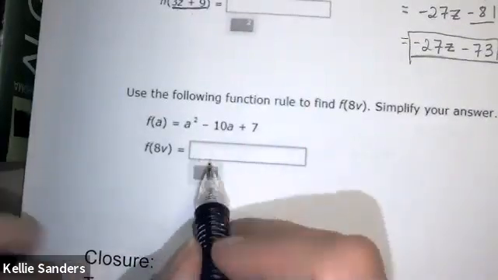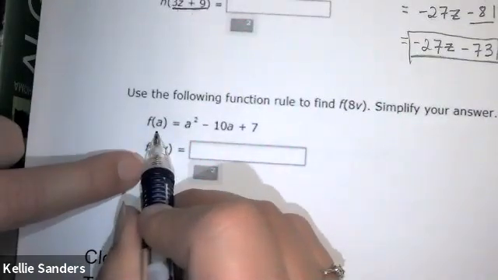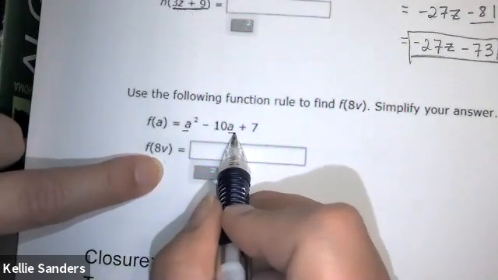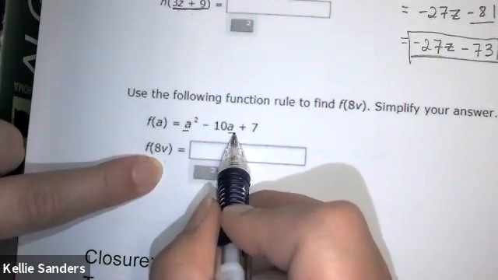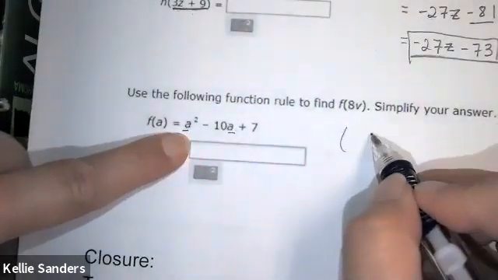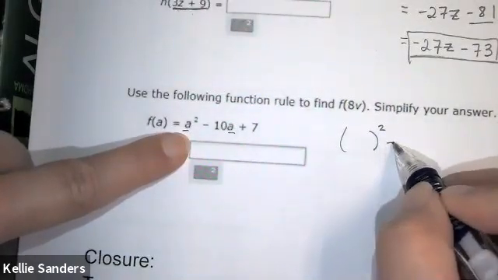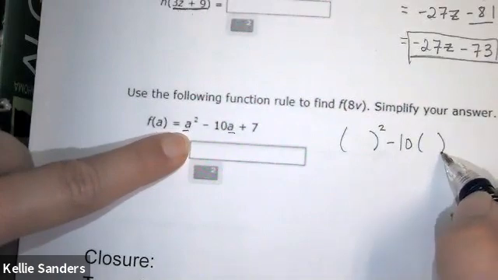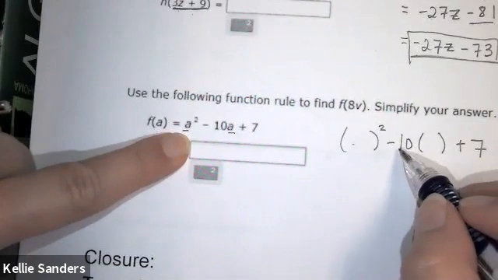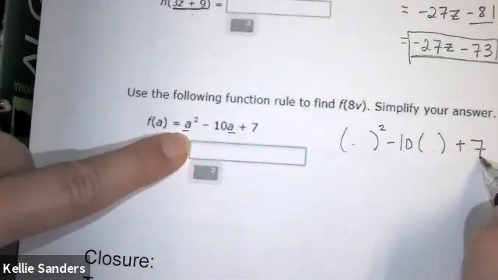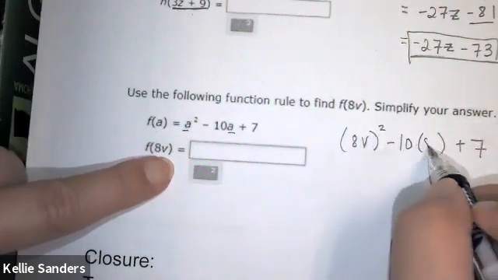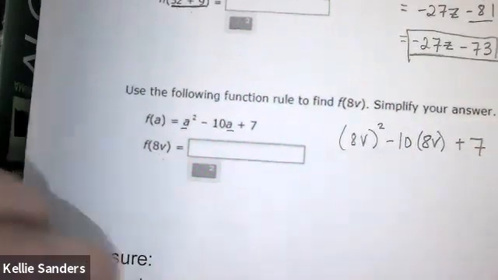And this one. What's going to replace a? 8v. There are two a's here, so in both spots we're going to put 8v. Okay, this one's being squared. The square goes on the outside. Minus 10 plus 7. a squared minus 10a plus 7. What goes in the a spot? 8v.